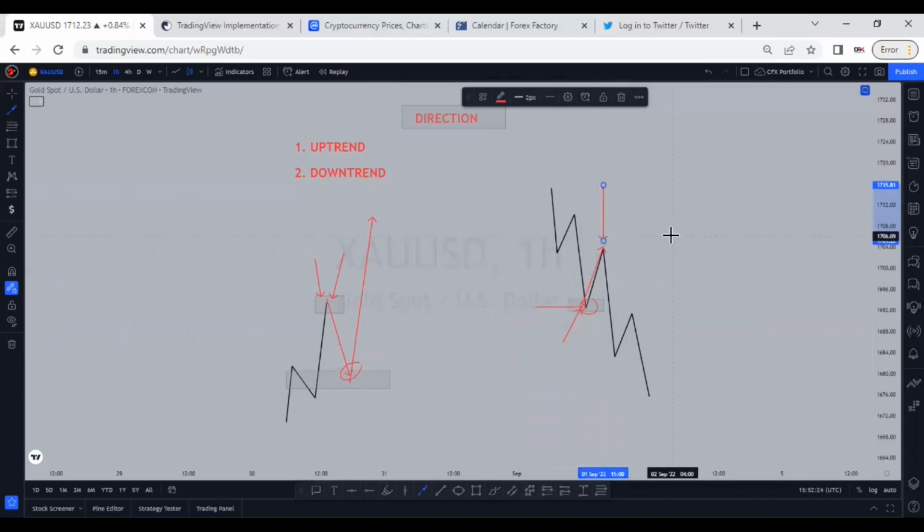So that is how you get the direction of the market. This lets you know the next move, what the market is going to do next. After a lower high like this, you know we are going down. And after a lower low like this, you know we are going up. That's it.